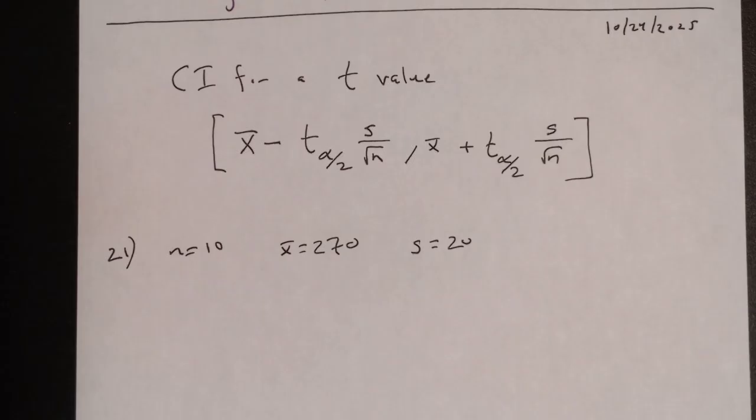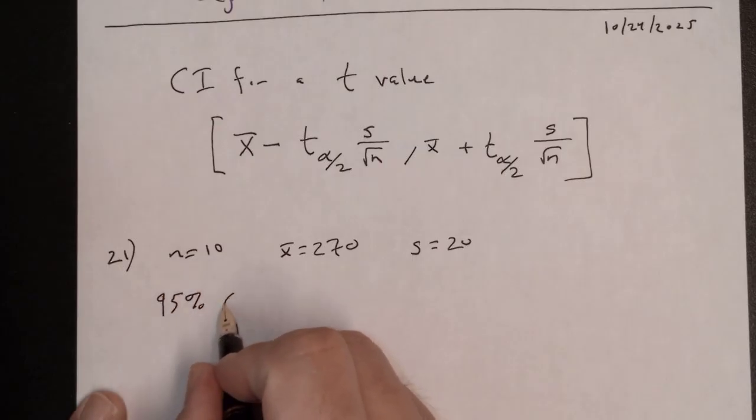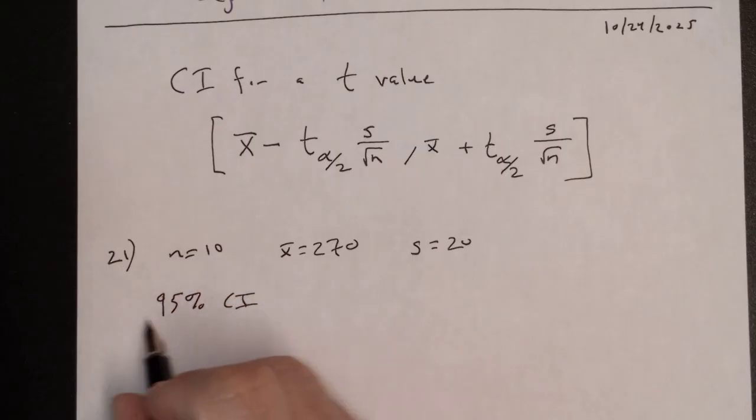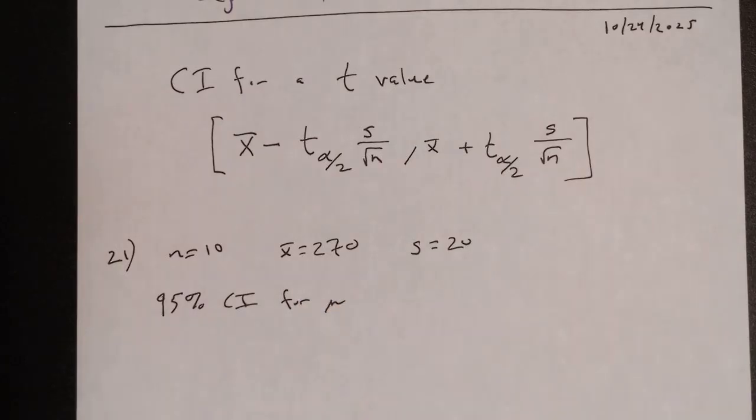We want an interval estimate with a 95% confidence. 95% CI for the mean. I want you to give me a range where I can say I'm 95% certain the correct average is between these two numbers.